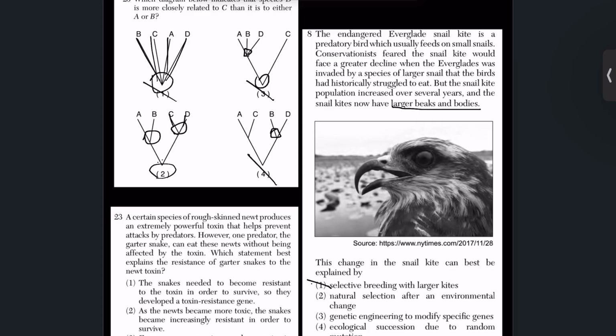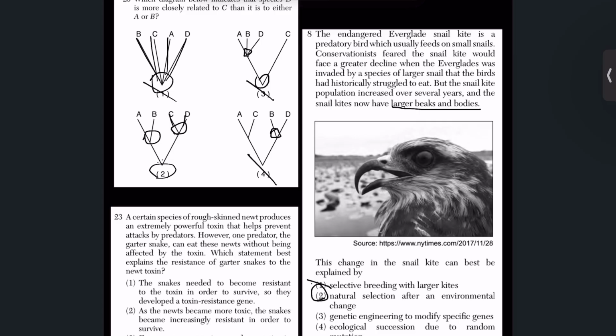This one would be our best answer because it's a natural event that occurs after the environment is changed. So the environmental change is that there is an invasion of larger snail species that occurred, and the natural selection occurred where the larger birds that were able to eat these snails survived, passed on their traits, and caused the snail kites to now have larger beaks and bodies. But again, just to be safe, we'll look through the last 2.